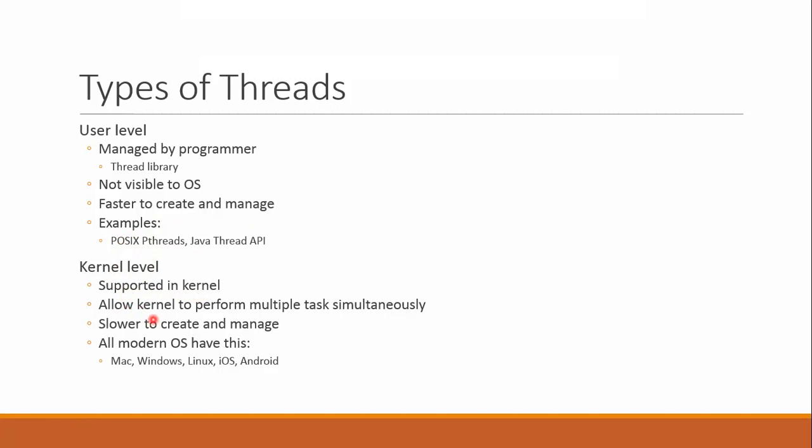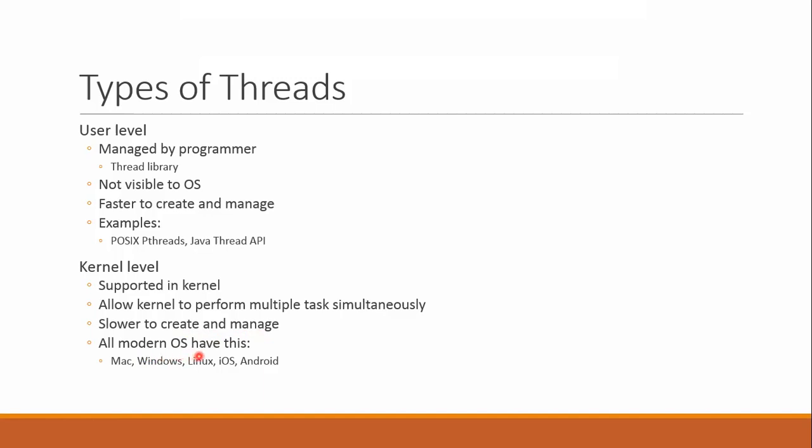And kernel level threads allow operating system to perform multiple tasks simultaneously. For example, kernel level threads can be used to service multiple system calls simultaneously. These threads are slower to create and manage because kernel performs the scheduling, creation, and management in kernel space. So the kernel level threads are slower to create as well as it is difficult to manage these threads as compared to user level threads.